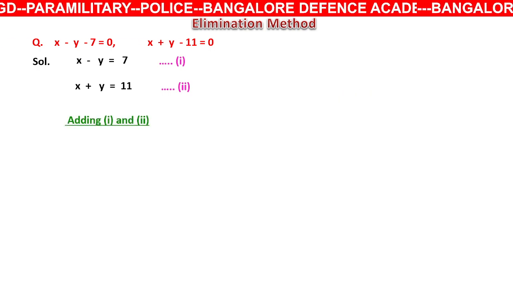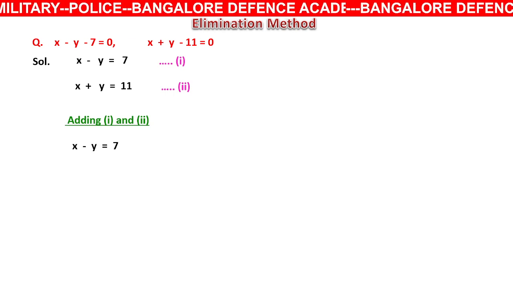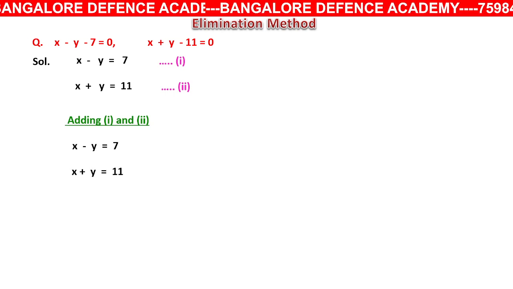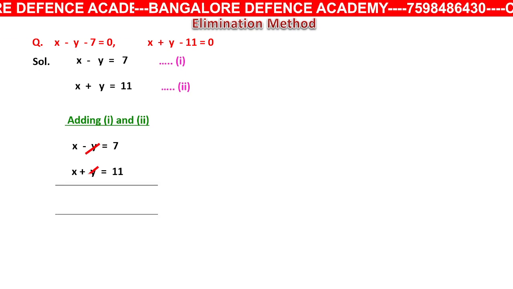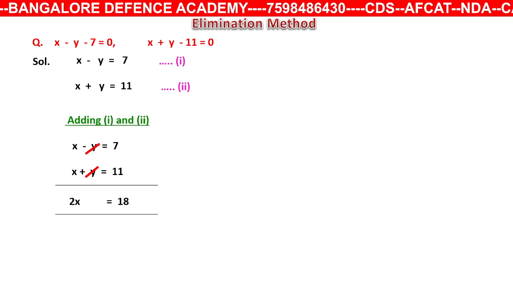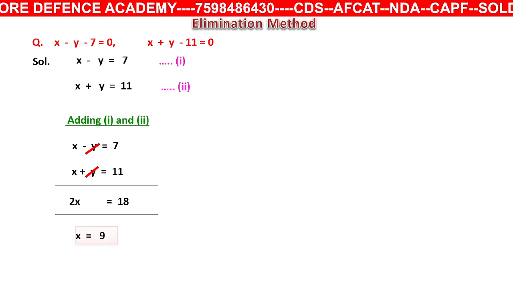Now look at this, adding equation 1 and 2. You get x minus y is equal to 7, x plus y is equal to 11. Now if I add, minus y and plus y get cancelled. So x plus x gives you 2x and 7 plus 11 gives you 18. Now x is equal to 9.